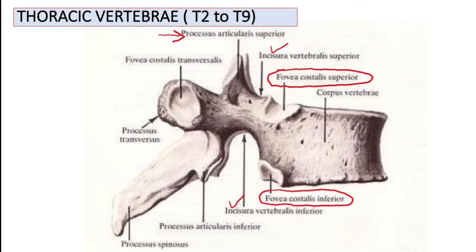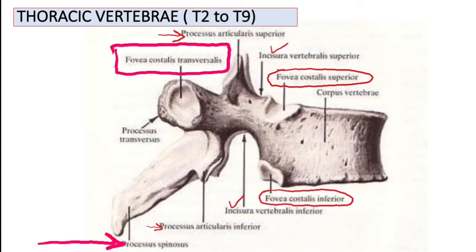You can see the processus articularis superior, that's the superior articular process, and you can see it's frontally aligned, right? And the inferior articular process, processus articularis inferior, right? Here you can see the most important thing we will use when we talk about the ribs: fovea articularis transversalis. This is important for articulating with the tubercle of the rib, right?